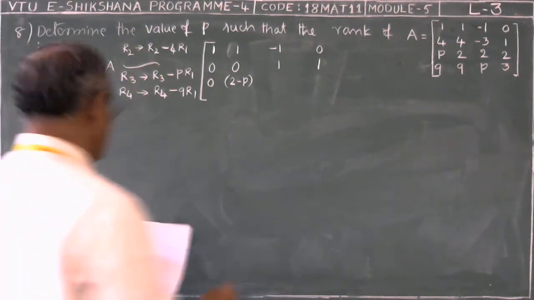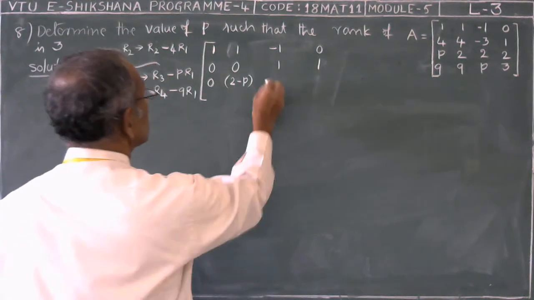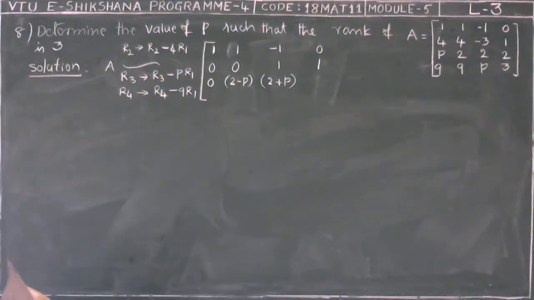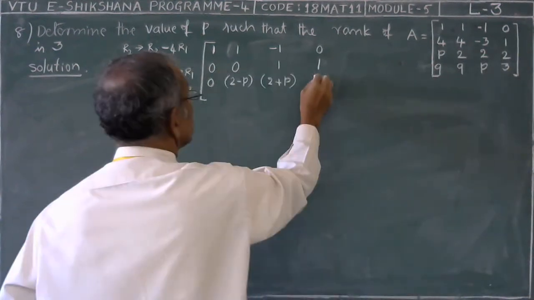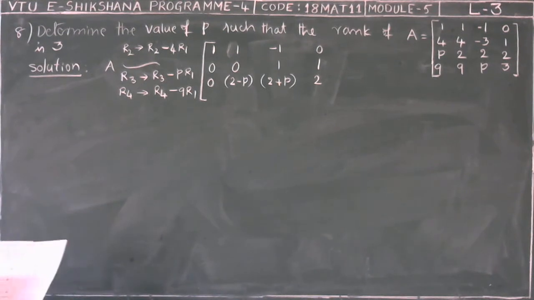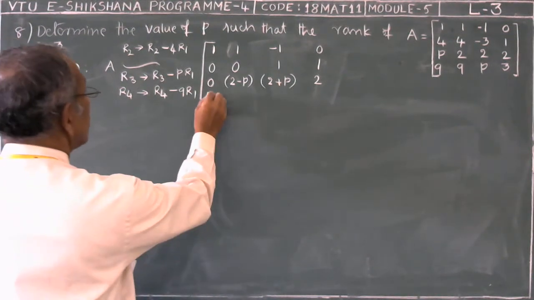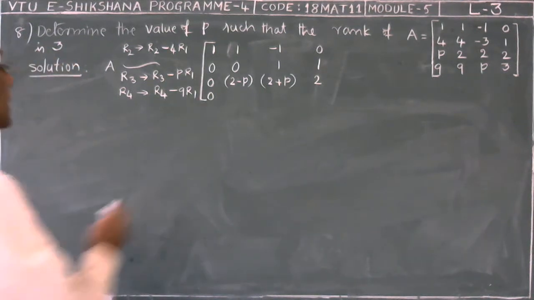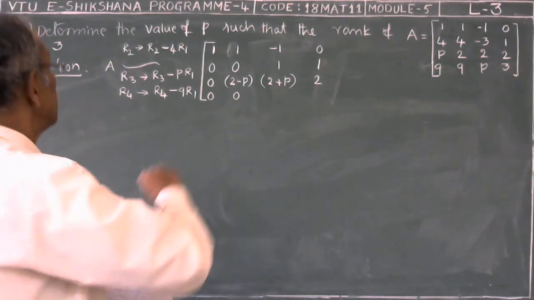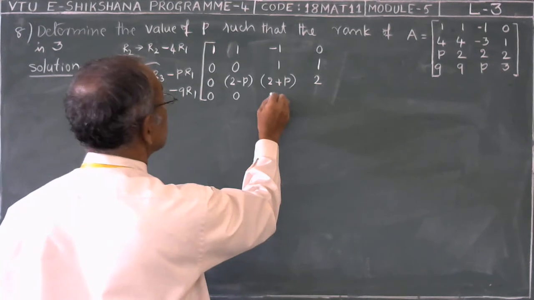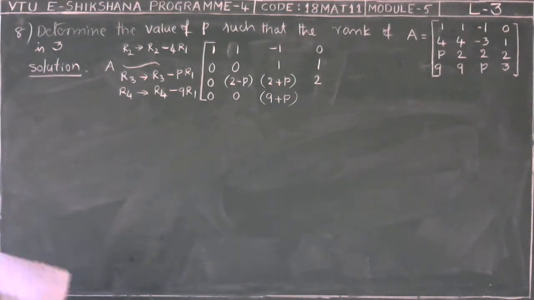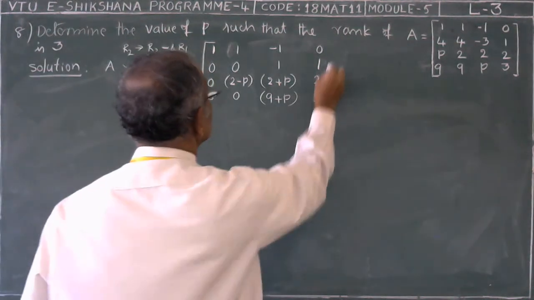Okay, fine. 2 minus P, and then 2 minus P, that is 2 plus P. This element is 2 plus P. Then, because this element is 0, nothing will happen to this element. This is 2, 2. Then we have 9 minus 9, 0. Again, 9 minus 9, 0. P minus, that is P plus 9, so 9 plus P. Then nothing will happen to this element. It is 0, 3, 1.